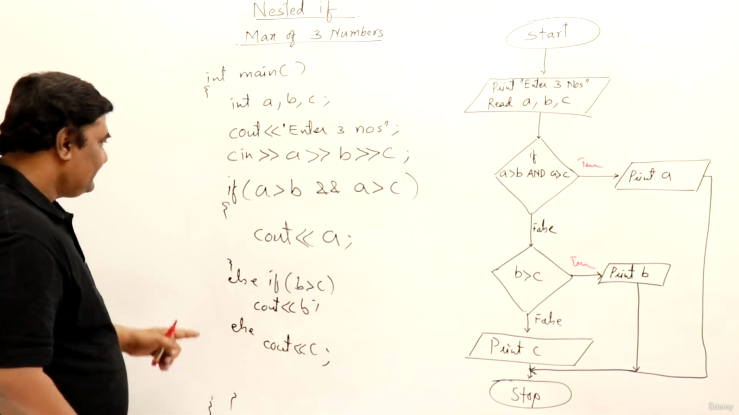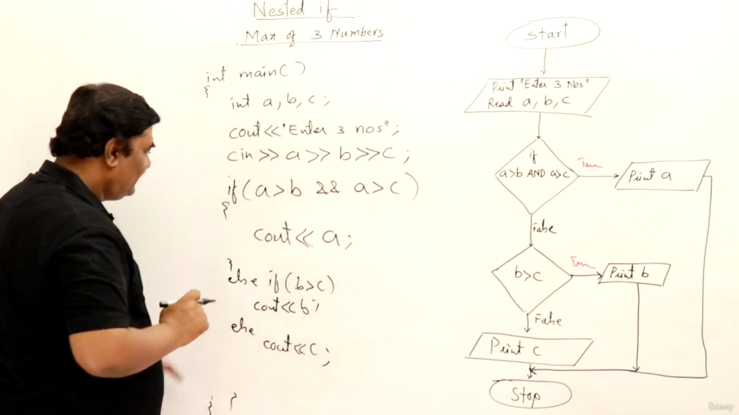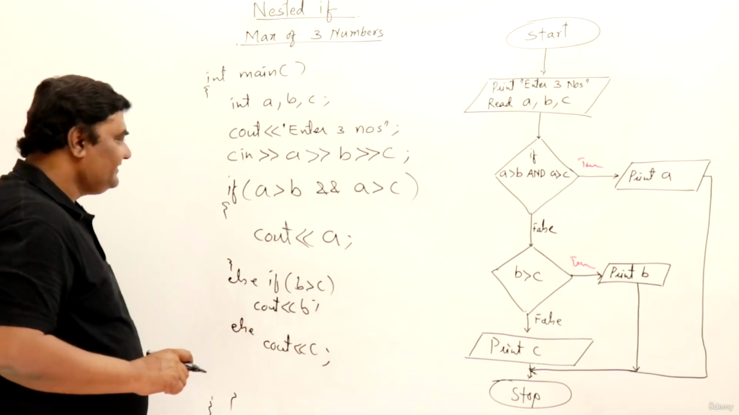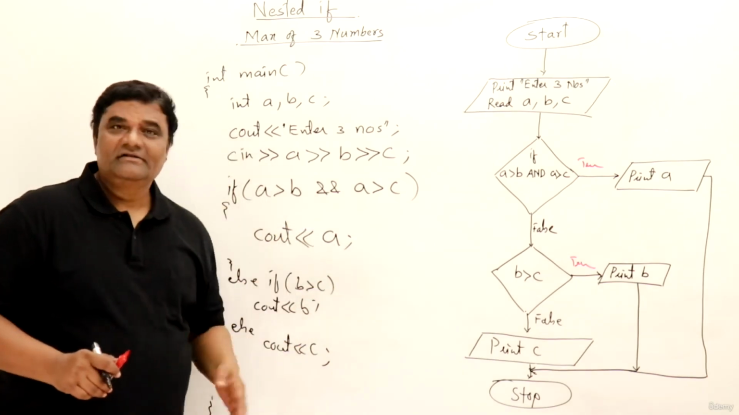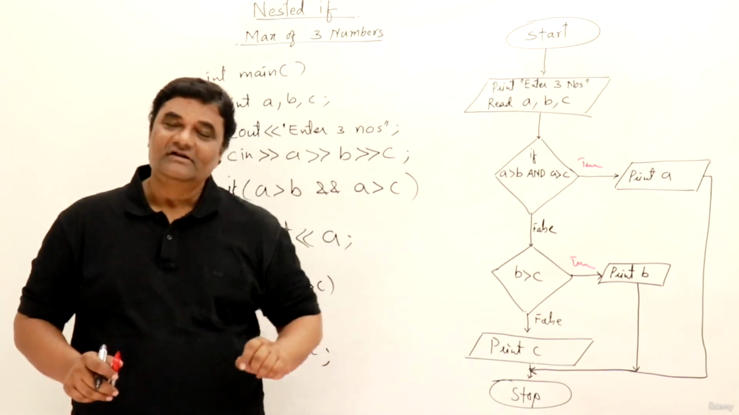You can even write like this. So if I read now, if A is greater than B and A is greater than C, else if B is greater than C, else print C. So this is how we can write a nested conditional statement, that is nested if.